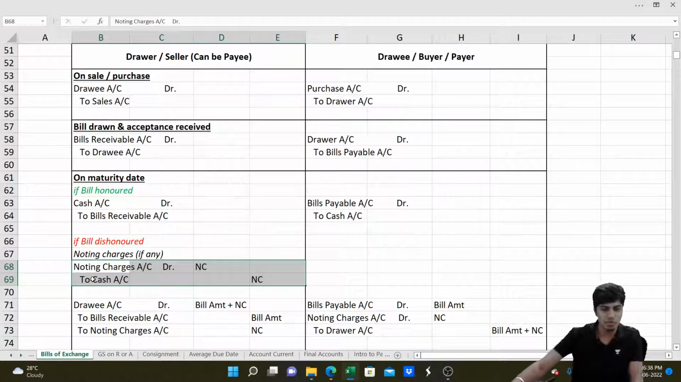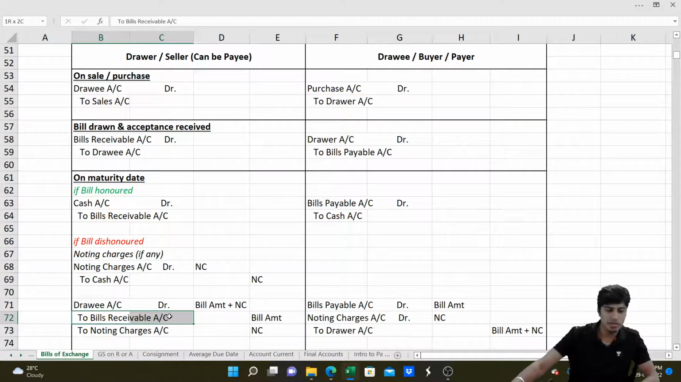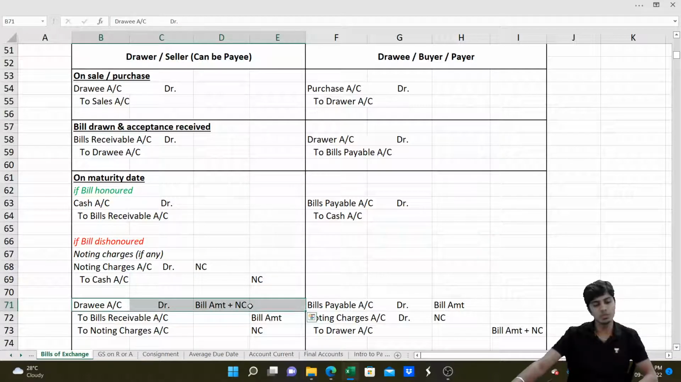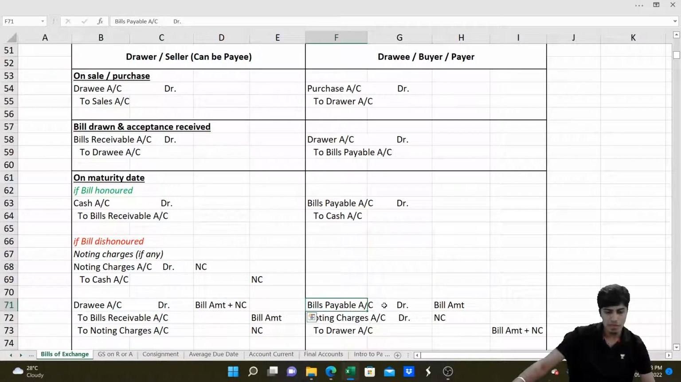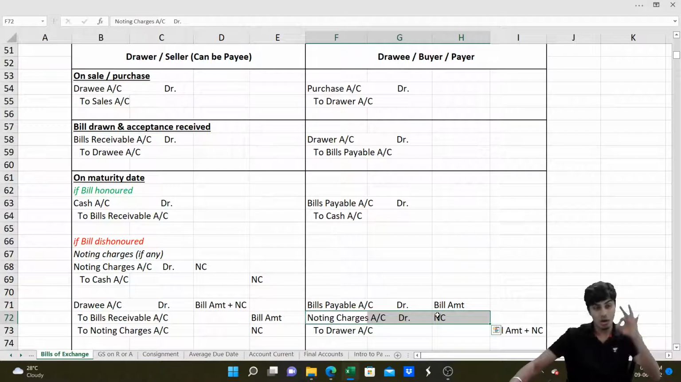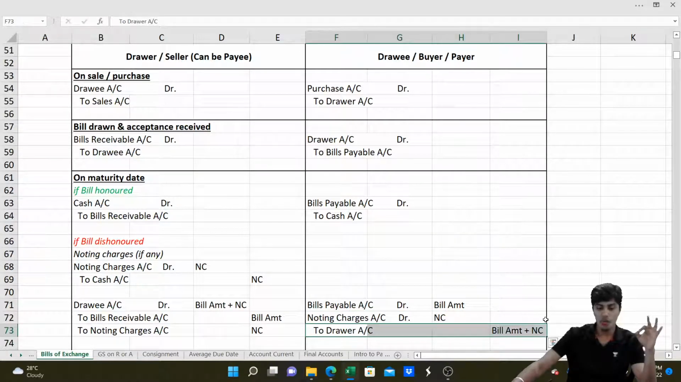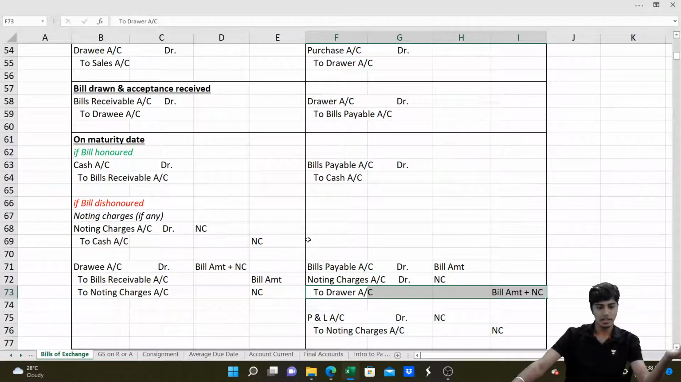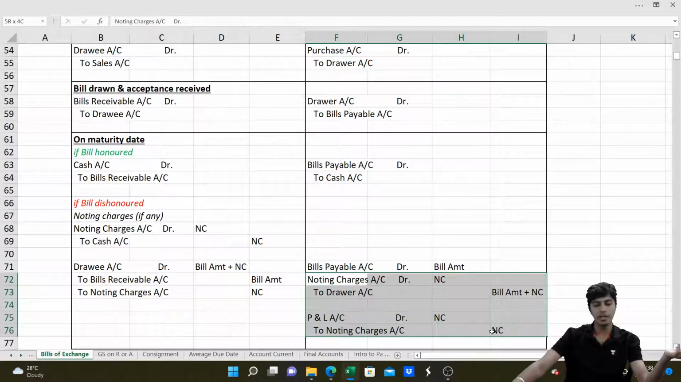So this is one last attempt, one last chance given to the drawee to pay. If he doesn't pay, then I'm going to return the bill to him. My asset is going to decrease, and that noting charges is not my expense, so I'm going to credit that also, and I'm going to collect the total money from the drawee, that is bill amount plus noting charge. It is receivable from the drawee, so I'll debit his account. On the other hand, the drawee's liability, bills payable, is decreasing, debit. Noting charges is an expense increasing, debit. Totally the drawee now should pay the drawer the bill amount plus noting charges amount. That's what is going to be credited, and that's how we're going to write the entry. Noting charges being an expense, it's transferred to P&L as noting charge.